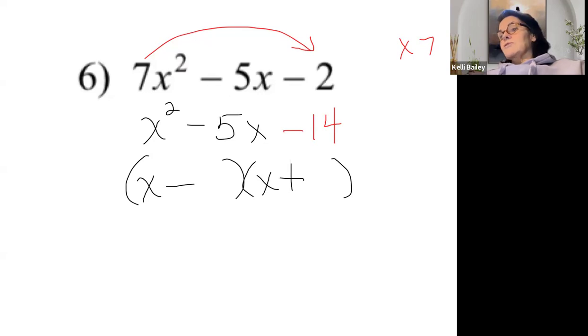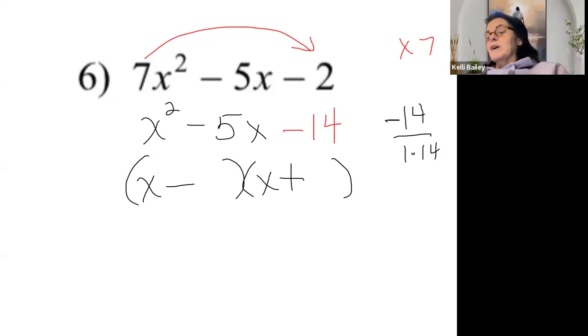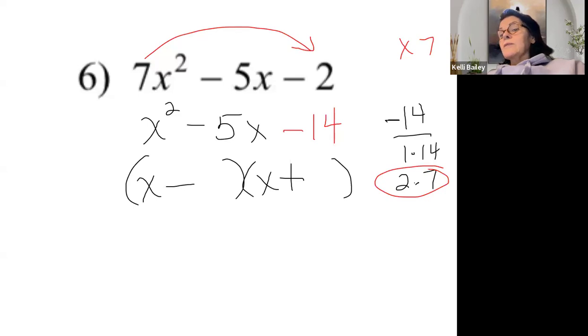Now I'm going to factor 14. 1 times 14. And remember, it's minus, so we're going to subtract our factor pair. 2 times 7. Those are our only choices. 14 minus 1 is 13, so that's a no-go. But 7 minus 2 is 5, so that's my winner. So I put 7 there and 2 there.